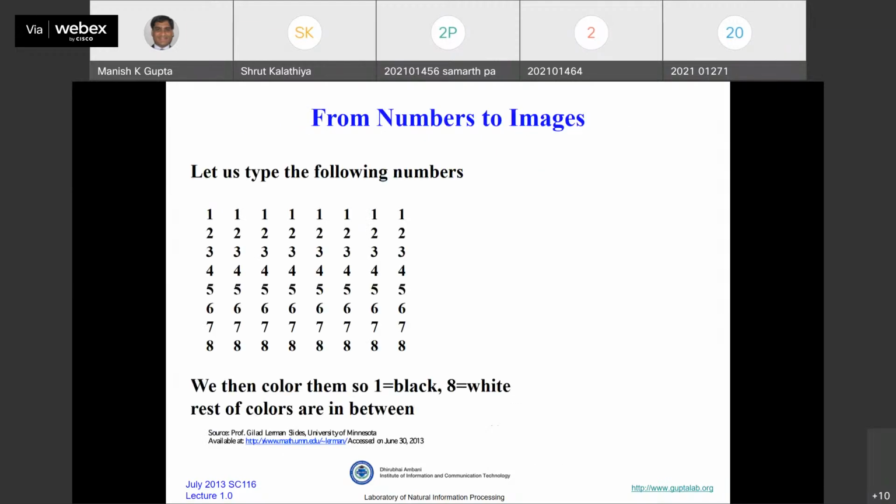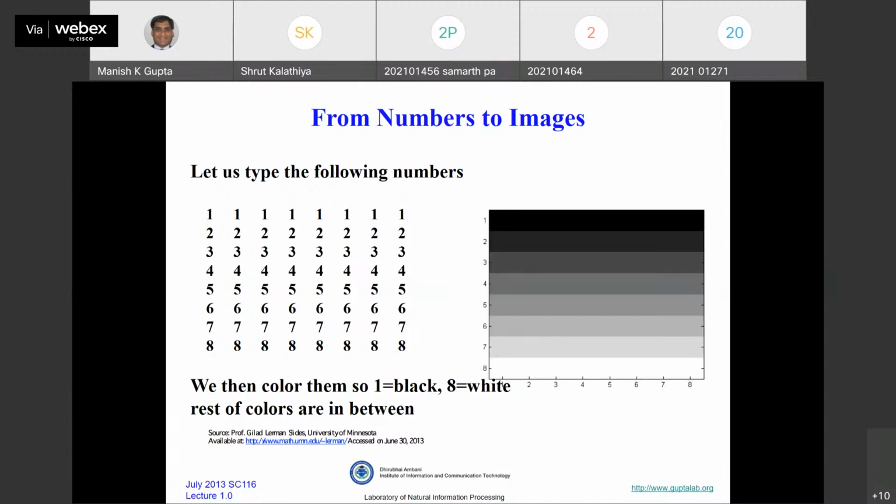So from numbers to images. If you type these numbers and color them, 1 is black and 8 is white, and the rest of the colors are in between. You will observe this pattern. If you use MATLAB, you can see these kinds of connections. On MATLAB, it is easy to see. So 1 is dark and 8 is white, and everything in between.